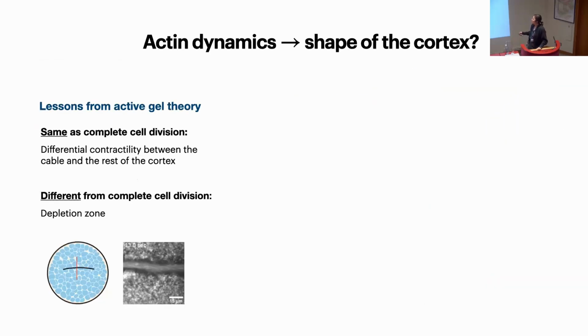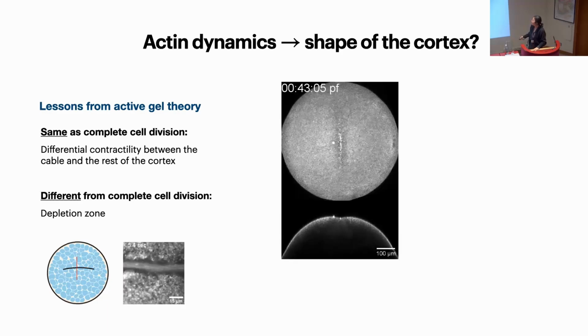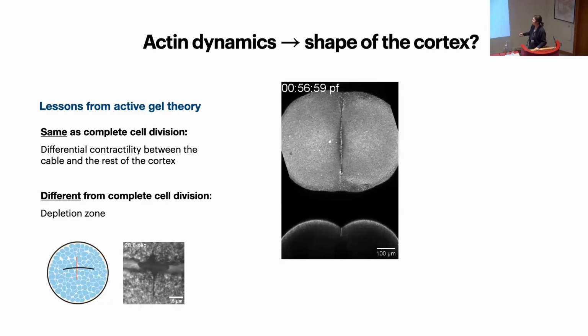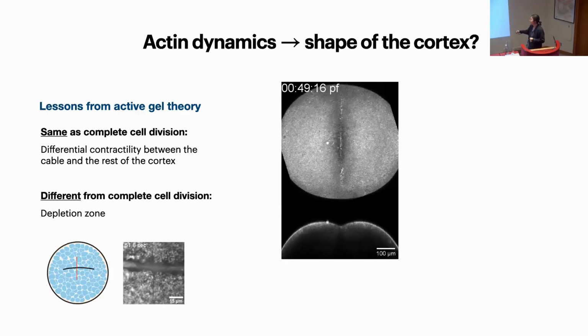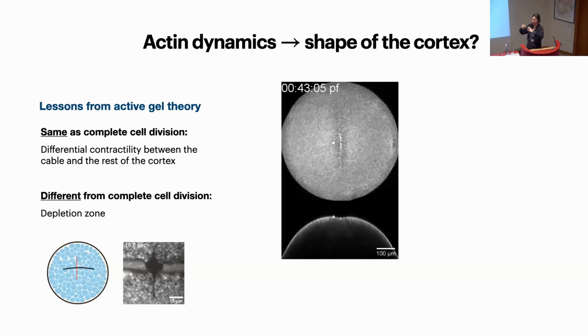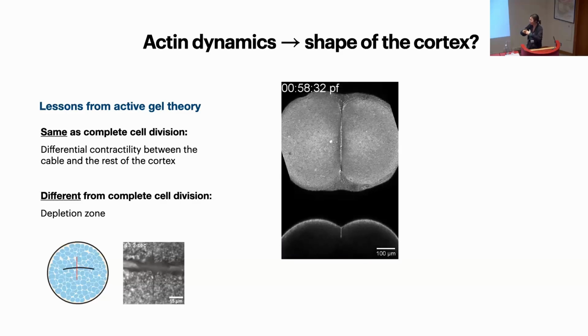Okay, so what we learned from the active gel theory is, firstly, it's similar to complete cell division in that we require very different contractility between this cable and the rest of the cortex. But at the same time, it's also different from complete cell division in that we now get this depletion zone where you barely have any actin, just because we have this flow that's away from the nematic band, away from the actin cable, that creates this depletion zone. And then we want to ask, how does this affect the shape of the cortex? Like, how does this tell us about how this partial cell division is achieved?